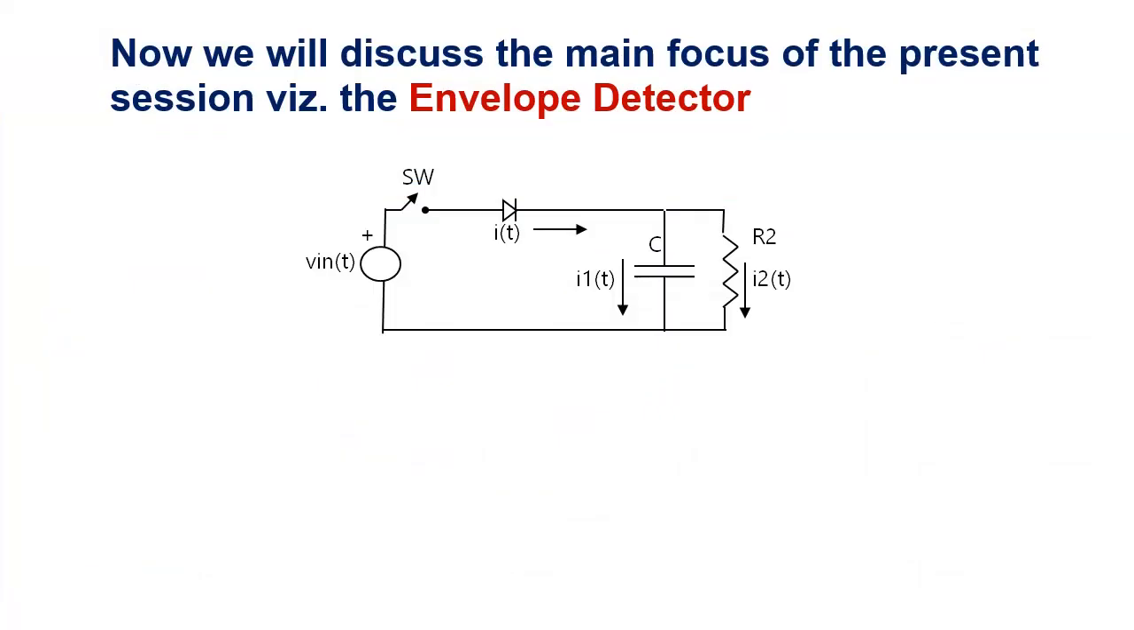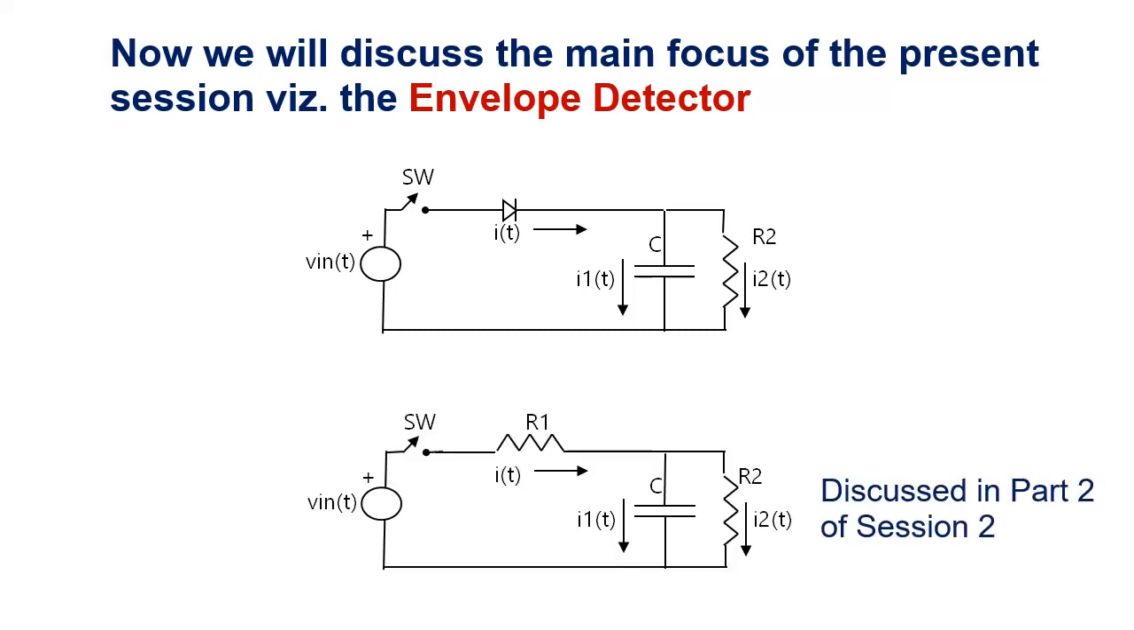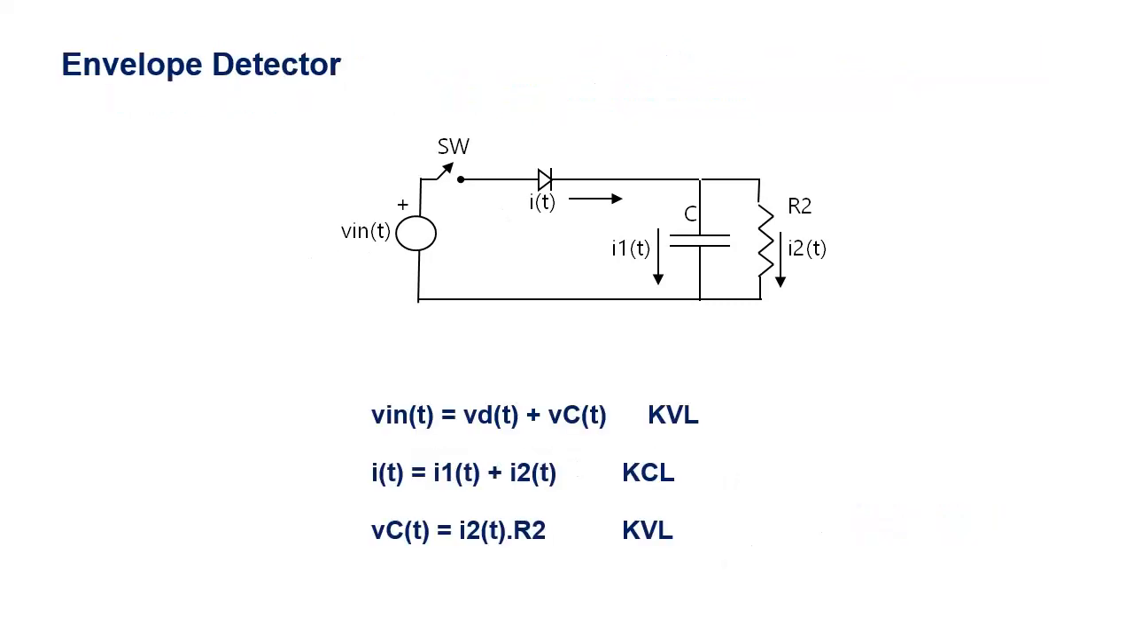Now we will discuss the main focus of the present session, namely the envelope detector. We discussed a variant of the RC circuit in part 2 of session 2. We now notice that the topology of the envelope detector is similar to that circuit. The series resistor R1 is replaced by a diode. KCL and KVL equations are shown. Next we will use these equations to populate the spreadsheet.